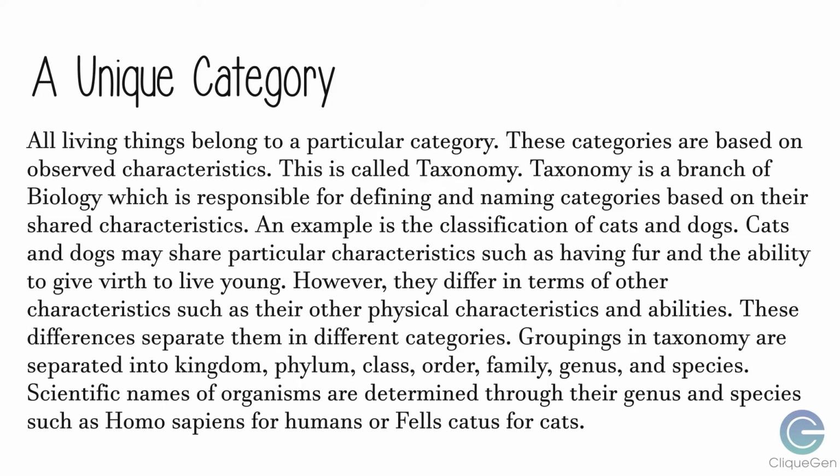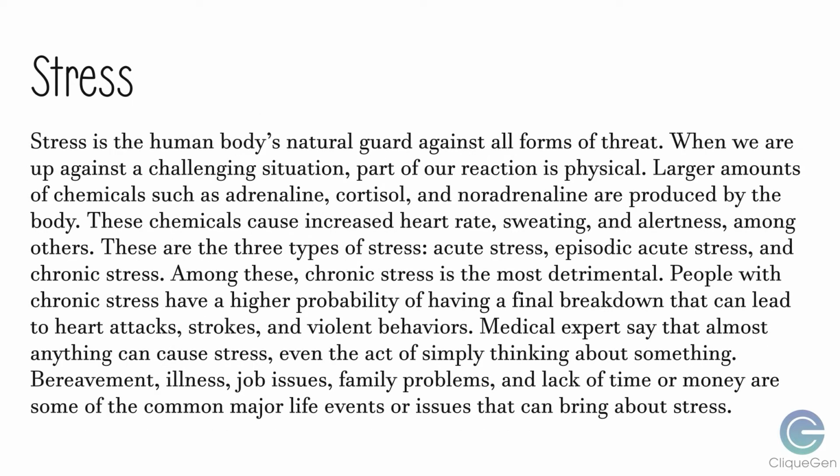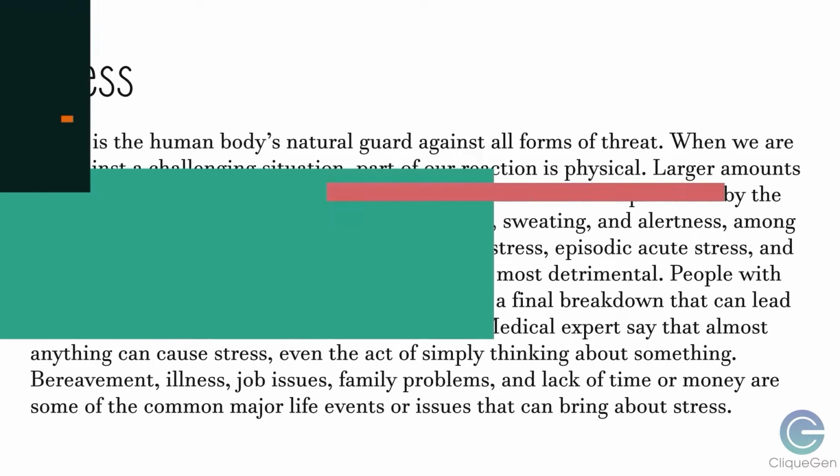Read this example of an informative text. In this example, the text is all about what taxonomy is and what it does. It gives facts about ways of categorizing organisms through taxonomy and gives examples that will enlighten readers to understand the concepts better. Now, take time to read the second example. In this example, the text discusses what stress is as well as its types and causes. It gives facts about what happens to the body when in a stressful situation.